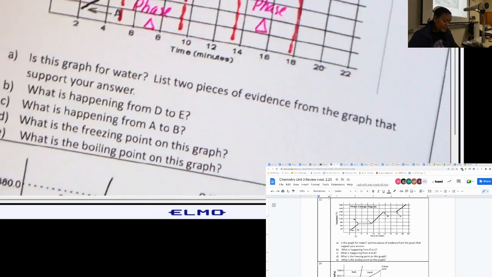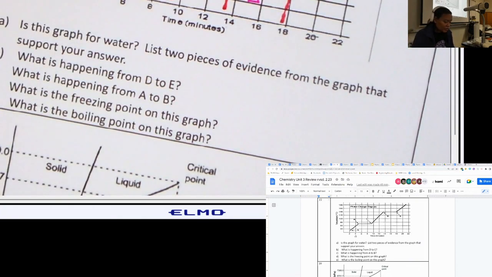Now, let's take a look at E. It says, what is the boiling point on this graph? Don't move yet. What is the boiling point on this graph? Boiling point, you're changing what to what?